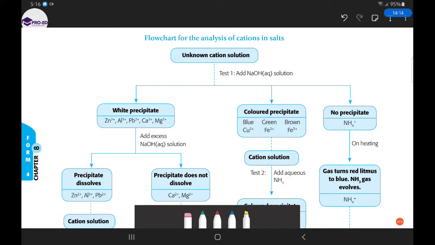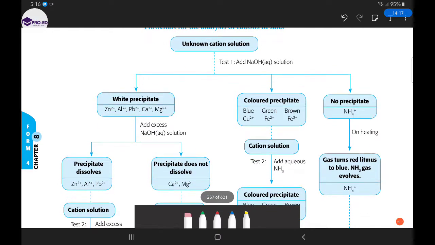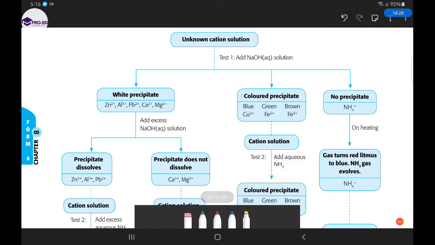Now let's see what we have learned so far. We have not learned this whole flowchart yet, right? We are now just at the beginning of this flowchart. So this is what's happening. We start with, let's say you have a salt solution. You have no clue what is a cation in the salt solution. However, your teacher has given you the task of finding out what the cation present in this particular solution is.